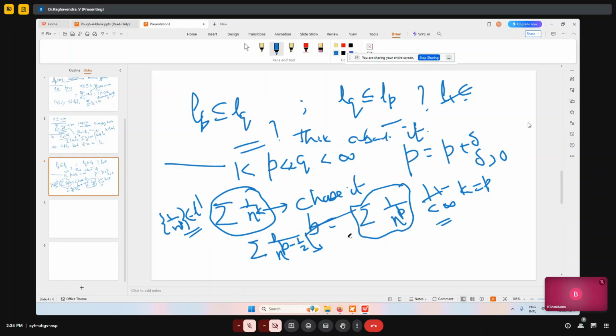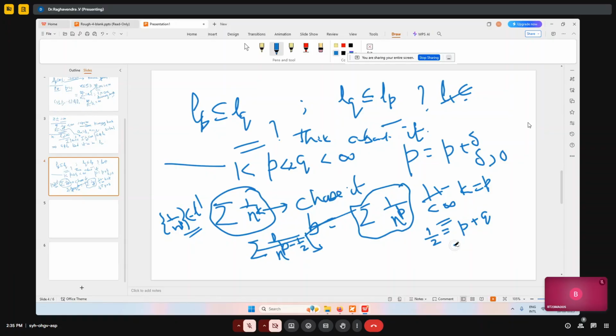Something close to it, okay? Then this may not be in LP. Because this is in, let me not say that. You choose in such a way, let me choose, let us take half equal to P plus Q or P minus Q. So given P, I want P plus Q to be half.